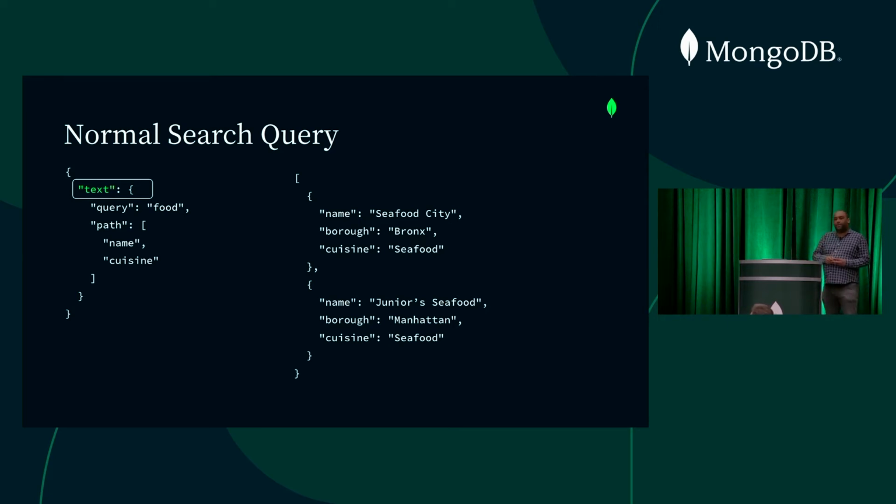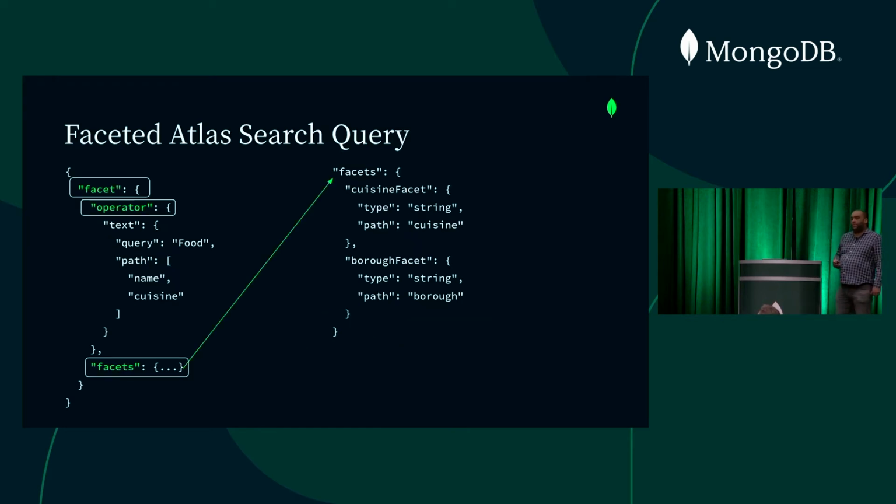The operator for a search query determines what documents are returned and how they're scored. In this case, our text operator is searching for the term food in the path name and cuisine. The output to this query will be a set of search documents pictured here on the right.